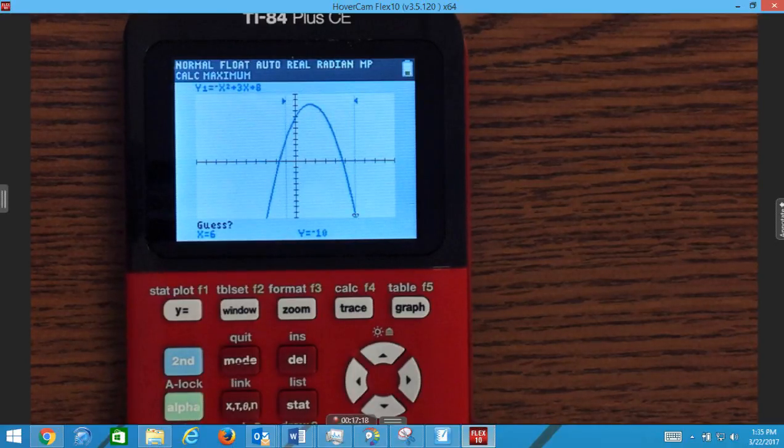And it asks guess. So where do you think it is approximately? 1, 2, 1.5, somewhere around that? It doesn't really matter as long as it's in the middle. Just type something. I'm going to hit 1, enter.